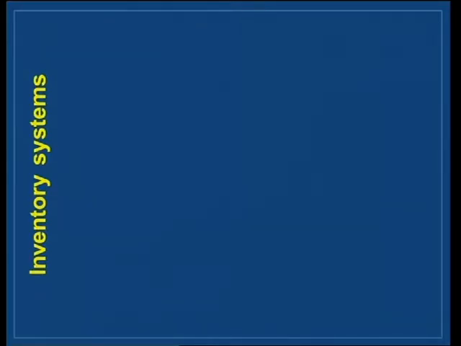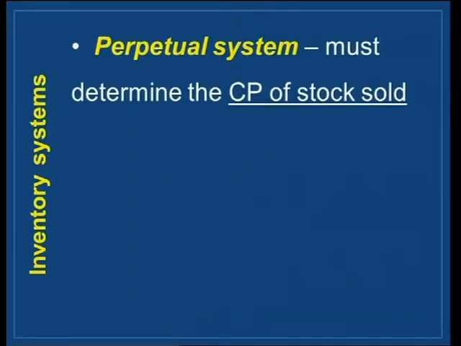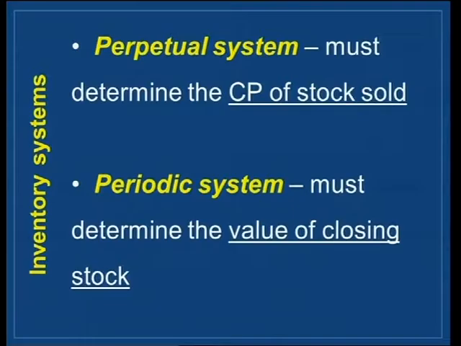So the inventory systems, we have the two, the perpetual system. Now there, you must always determine the cost price of the stock sold when you're using the perpetual system. You must determine the cost price. Whenever sales take place, you determine the cost price. The periodic is different though. There, we will determine the value of our closing stock at the end of the financial year, and only then we will calculate our cost of sales.